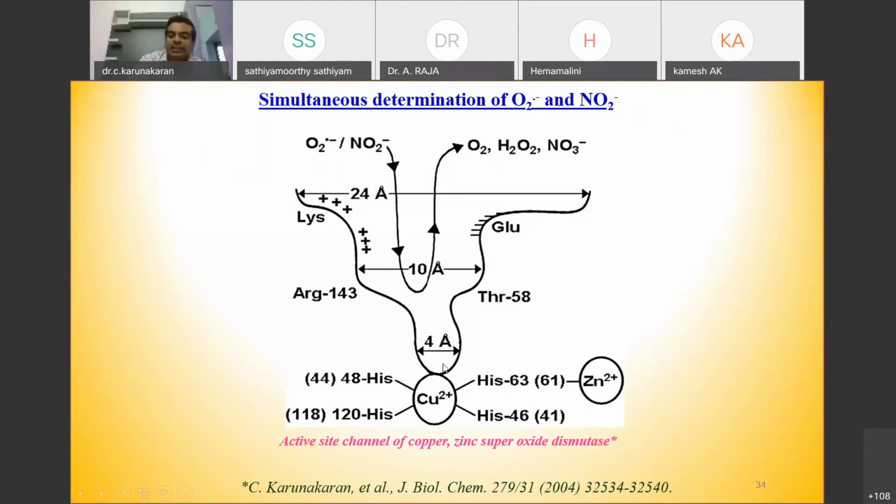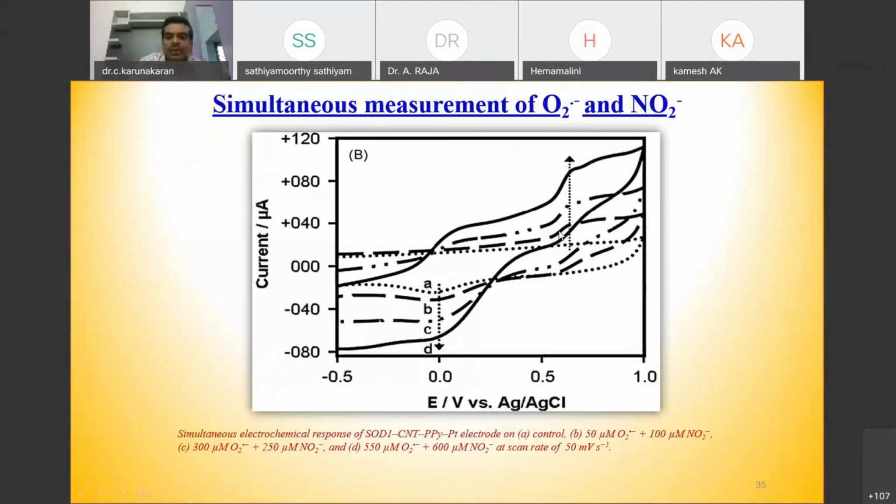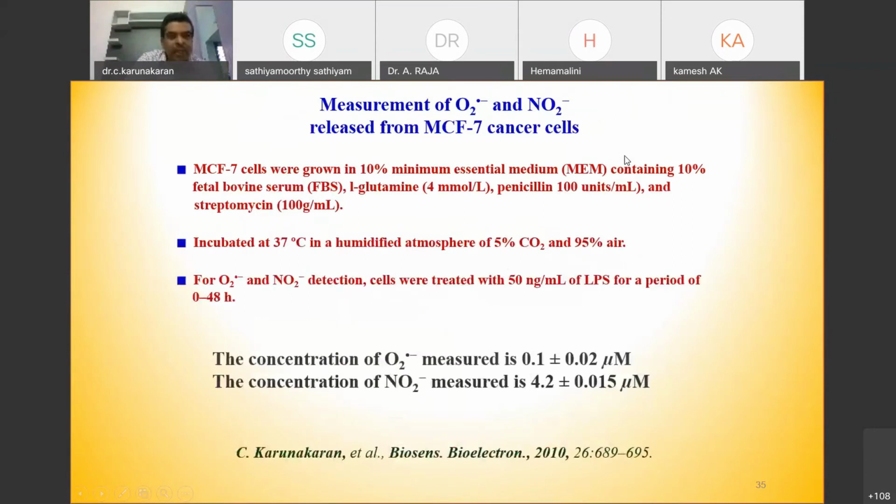Based on our work in the Journal of Chemistry, there are two peaks. As you see here, there are two peaks for the two radicals. So we have simultaneously determined both. We have detected superoxide radical and nitrite ions in cancer cells.